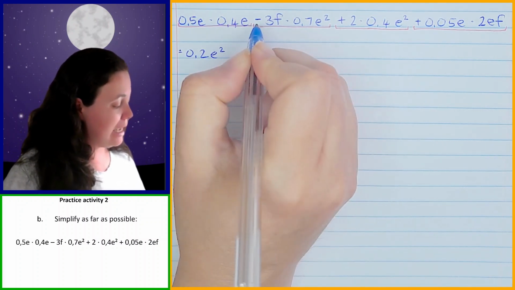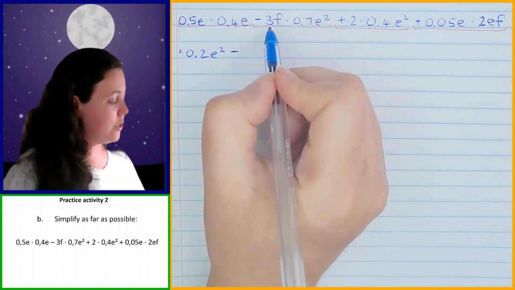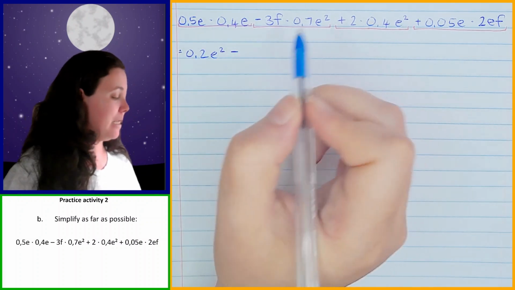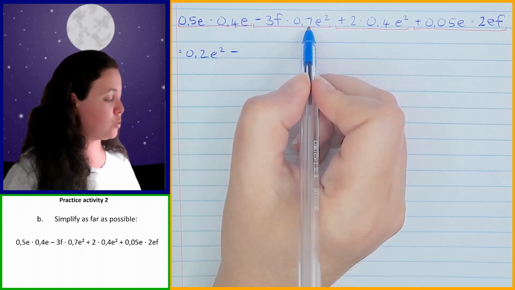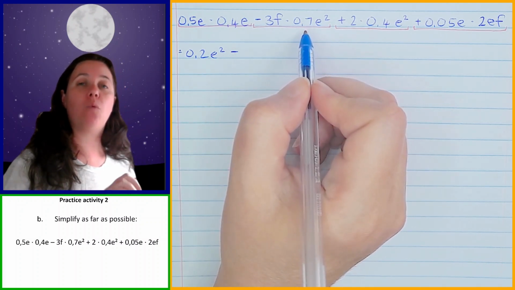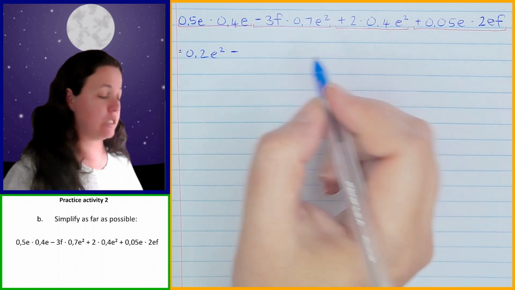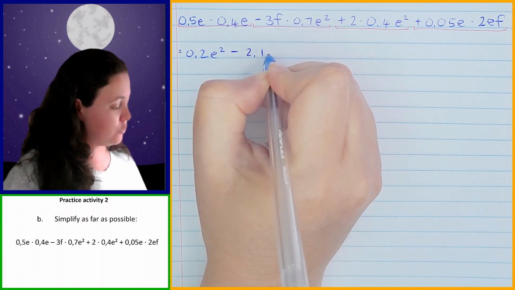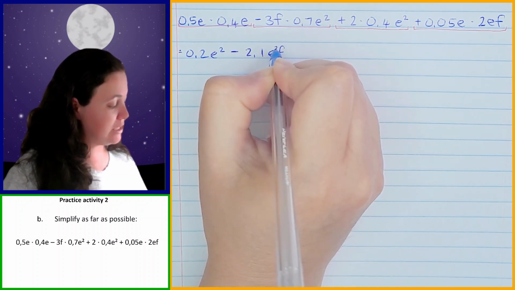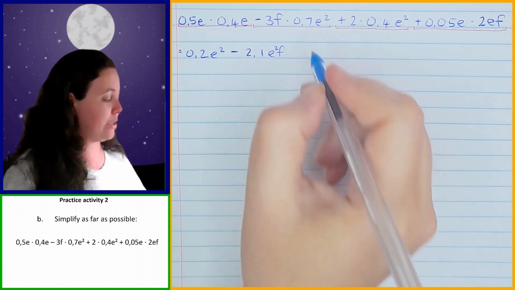Okay, then I've got a negative times a positive is negative. 3 times 0.7, again 3 times 7 is 21, but over here I've got 1 decimal place. So I need to have 1 decimal place in my product as well. So it's going to be 2.1. And then e squared goes first because in alphabetical order e is first, and then I've got f. So it's 2.1 e squared f.